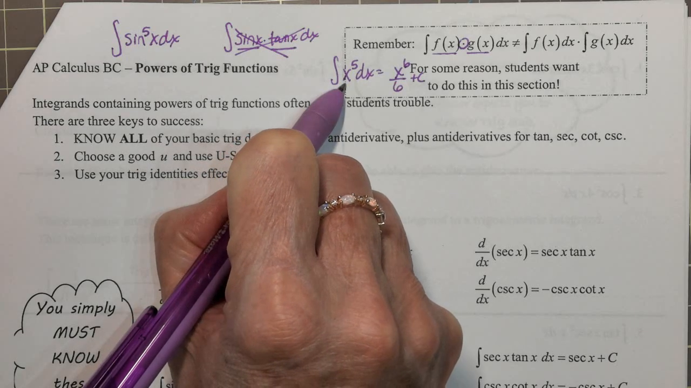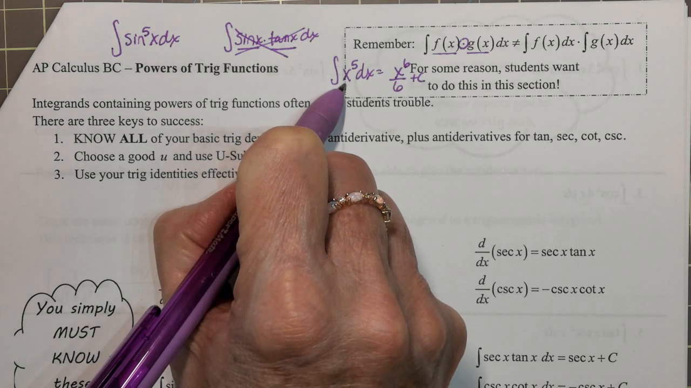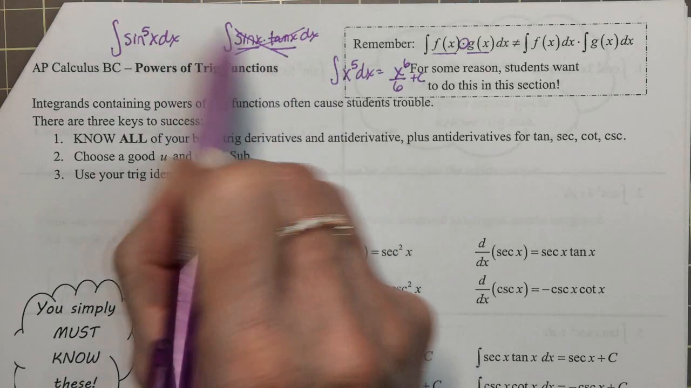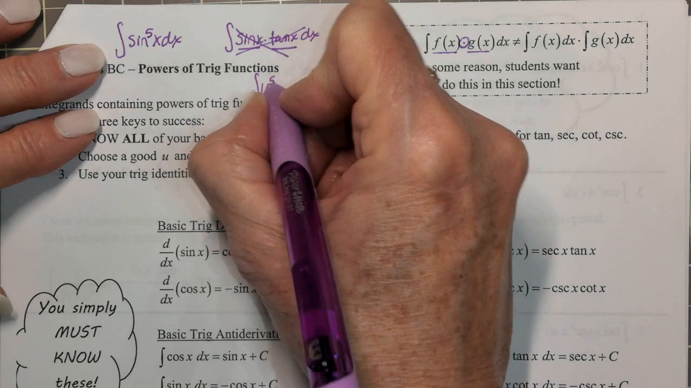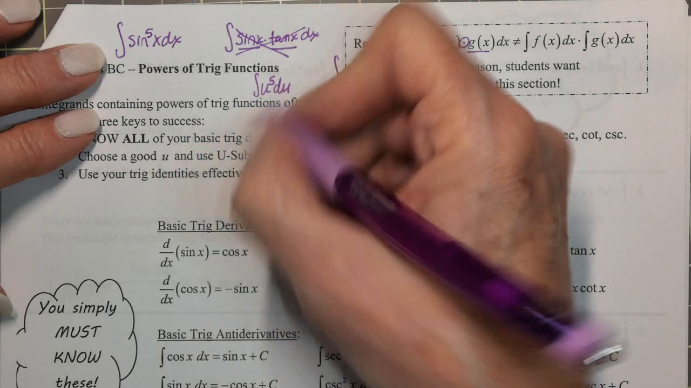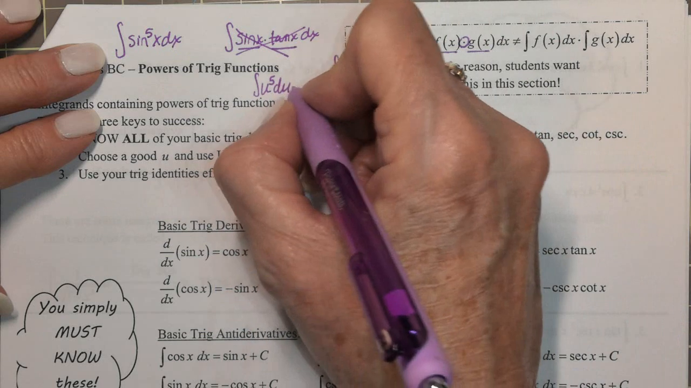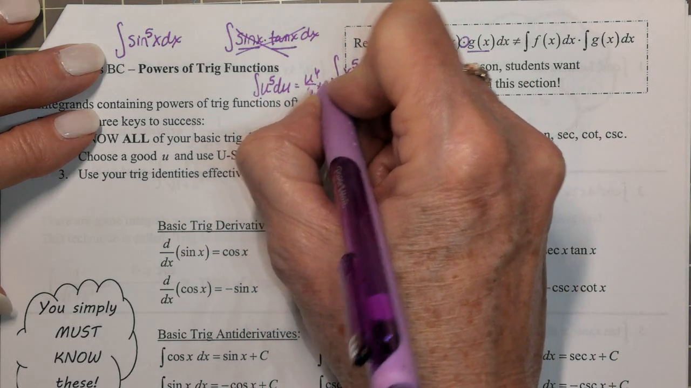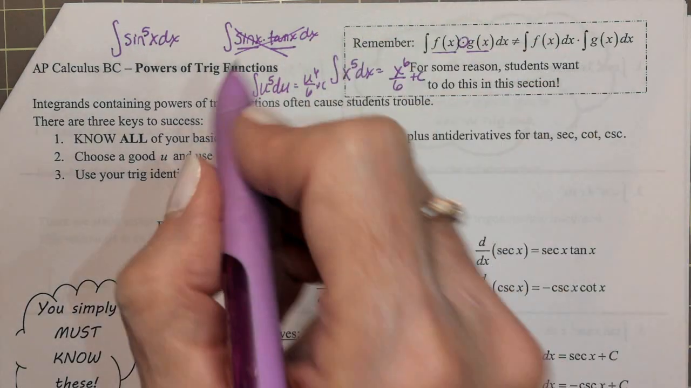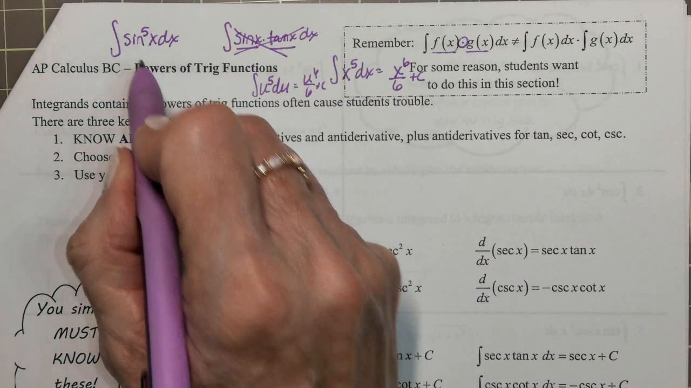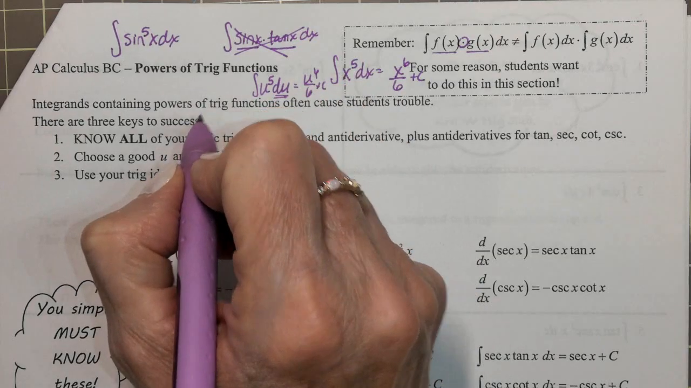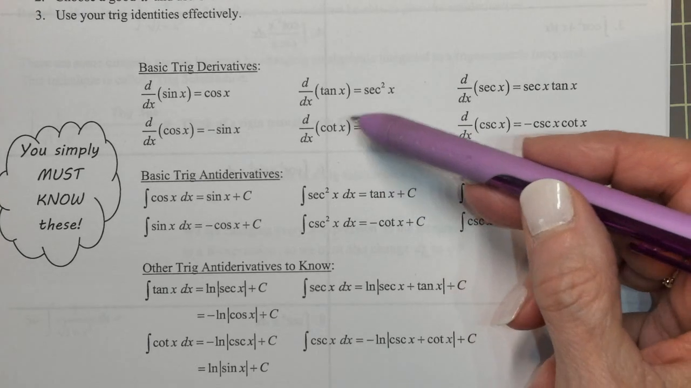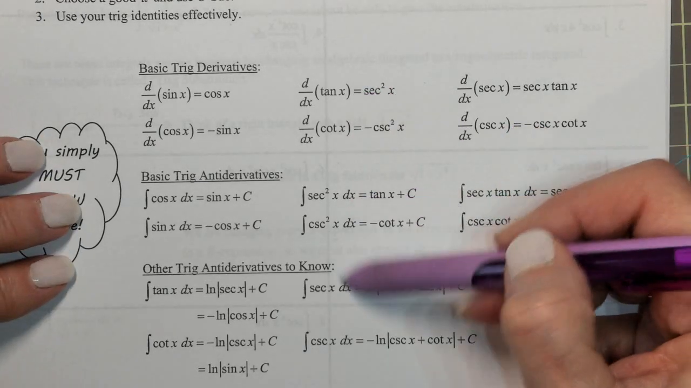If it is a function, it does not work unless you can u-sub that function. If you can u-sub it and get it into something like u to the 5th du, then yes, you use the power rule. That'll be u to the 6th over 6 plus c. But it only can happen if you can do a u-sub with it and get the correct du out of it. All right. We need to know all of our basic trig derivatives and antiderivatives.